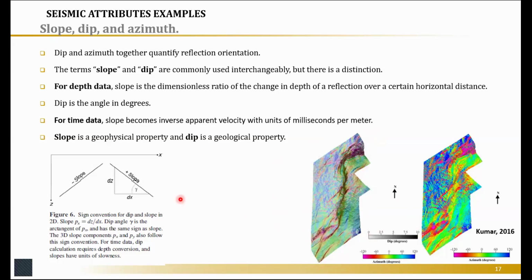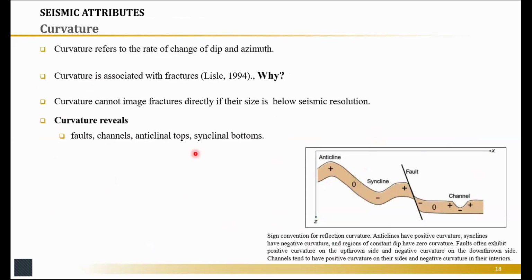So the seismic attributes also can be blended together. We can use one attribute, and we can also use more than one attribute to yield more information about the area.